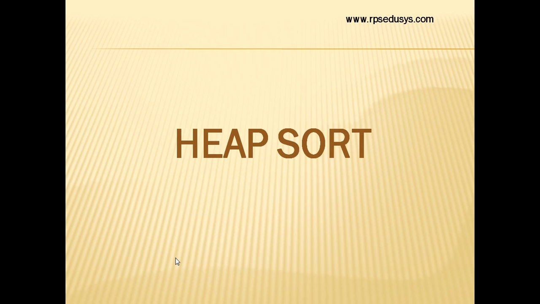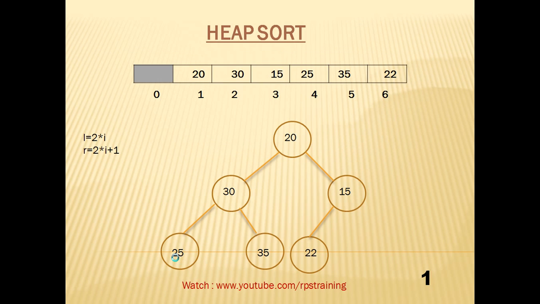If you want to sort some numbers in ascending order, then you have to use max heap, and for descending order you have to use min heap. Look at this image. Here I have taken one array. The size of this array is 7, but elements are 6, because you have to leave the starting element empty. There is a reason for it, which we will discuss later. Elements are 20, 30, 15, 25, 35 and 22.